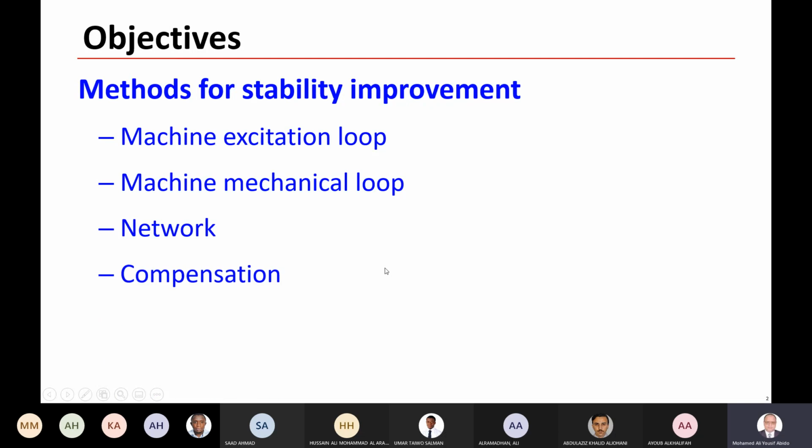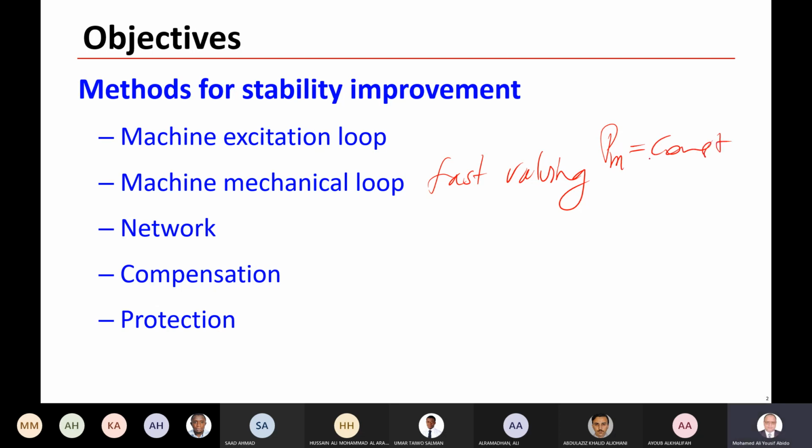Okay, this is just reading material that you can go over quickly. We discussed all of them. Here: machine excitation, power system stabilizer, machine mechanical loop. If you also have what we call fast valving. We assume Pm, the mechanical power, is constant. But if you have a Pm that can be reduced when you have a fault, we need Pm minus Pe, where Pe becomes 0. To increase Pe, as we mentioned, we have the braking resistor and so on. But one way also is to reduce Pm, which is to have fast valving.